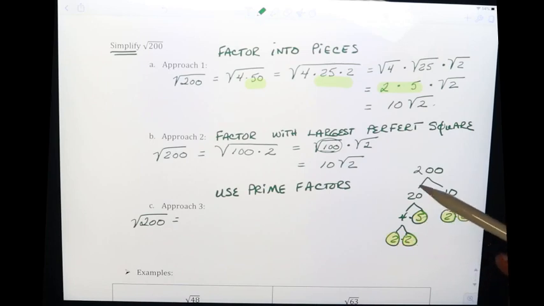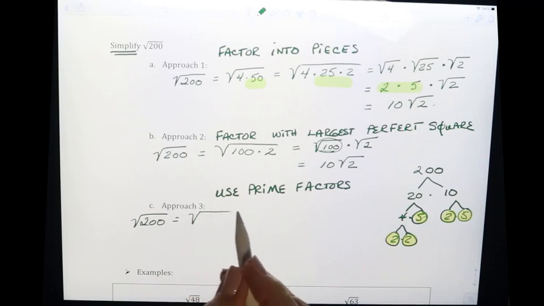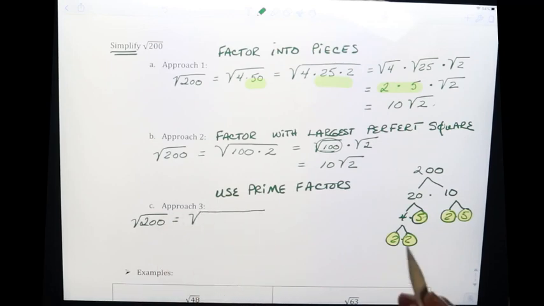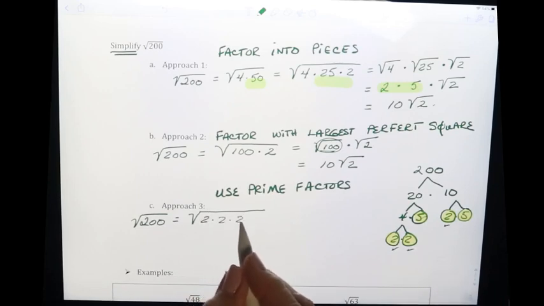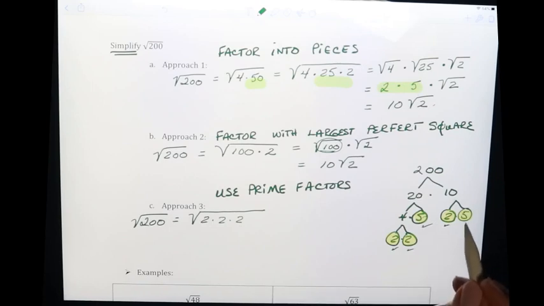And then we come back over here to the other branch. 10 is still composite. I'm going to break it down into 2 times 5. So when I look at the prime factorization for 200, let me check these off. I've got a 2, a 2, and a 2. Let me list all of those. And then I've got a 5 and a 5.